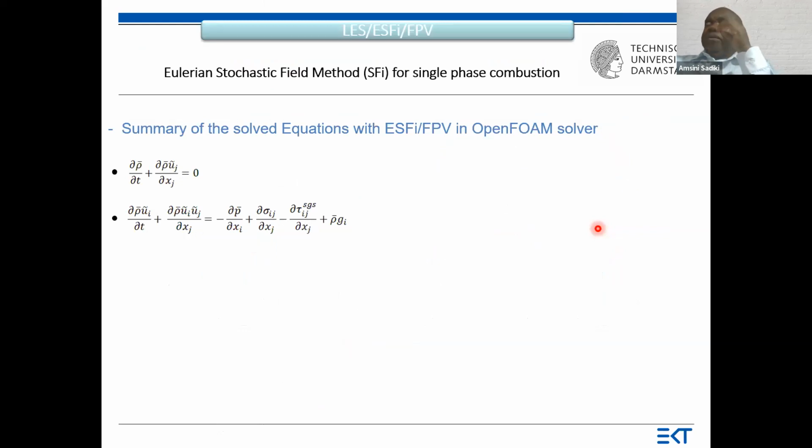So let's now move from the presumed PDF to the stochastic field, where we don't have the presumed assumption. If we don't have the presumed assumption, then we will account for the real physics. So that is what we assume. And I will start with the single phase combustion, and then I will show you how this Lorentz stochastic field method is modified when we account for the presence of spray.